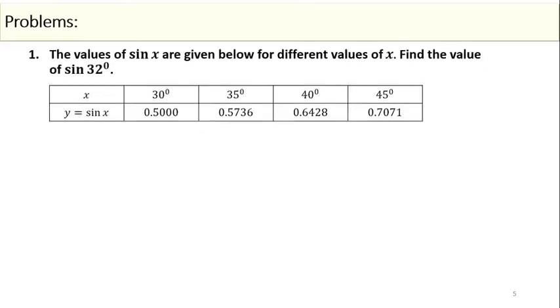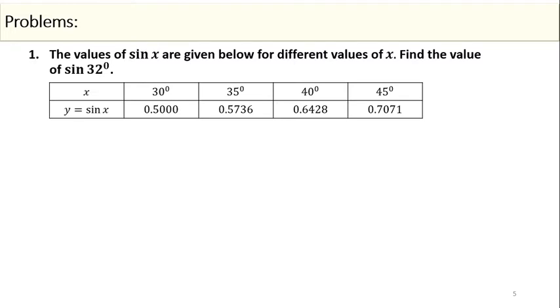Now problems. First one, the values of sin x are given below for different values of x. Find the value of sin of 32 degree. Here the values of x are 30 degree, 35 degree, 40 degree and 45 degree, and the corresponding values of sin x are 0.5, 0.5736, 0.6428 and 0.7071 respectively.